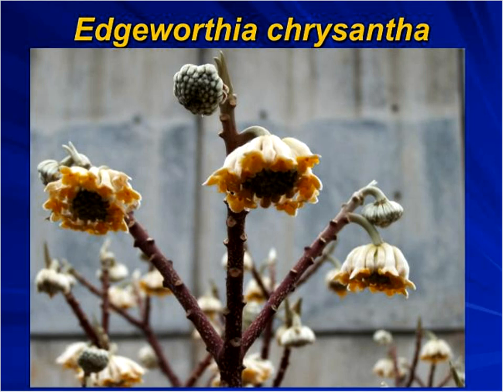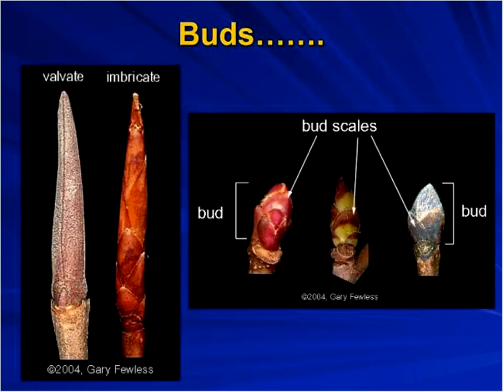Even in its winter state, a lot of plants are easier to identify. This is Edgeworthia, as you may know certainly from looking at it with those beautiful flowers, but the leaf scars are so prominently raised off the margin, very, very distinct.